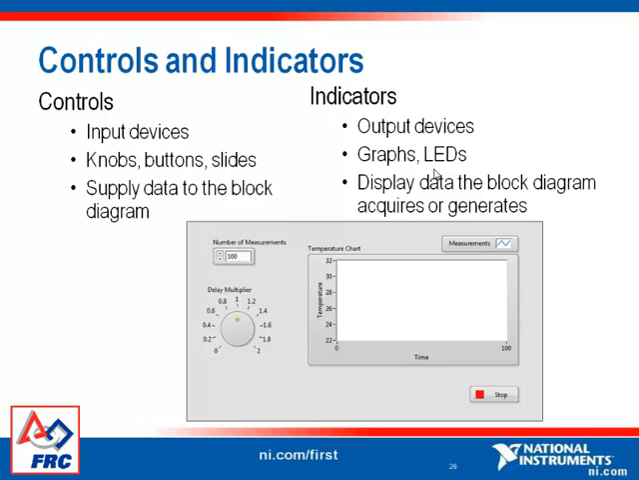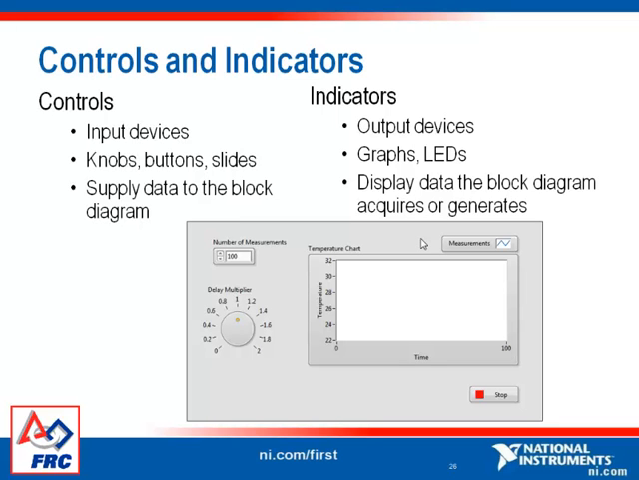All right? It's also something that the user can interface with if you're making a program that has a user interface. Indicators show what's happened in the code. They indicate what's happened. So I, or the main program, controls a control, and the program itself updates an indicator. It indicates what's happened in the block diagram. Does that make sense to everybody?